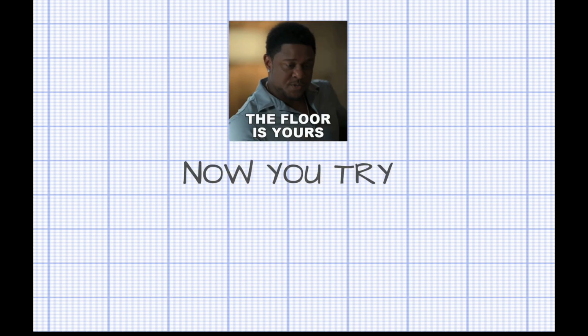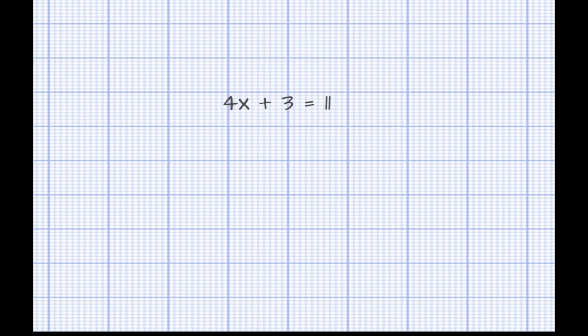Now you try. Okay, now pause the video and solve this equation: 4x plus 3 equals 11. Okay, first we have to isolate the variable. To do that, we need to remove the plus 3. To remove plus 3, we will subtract 3 on both sides of the equal sign.